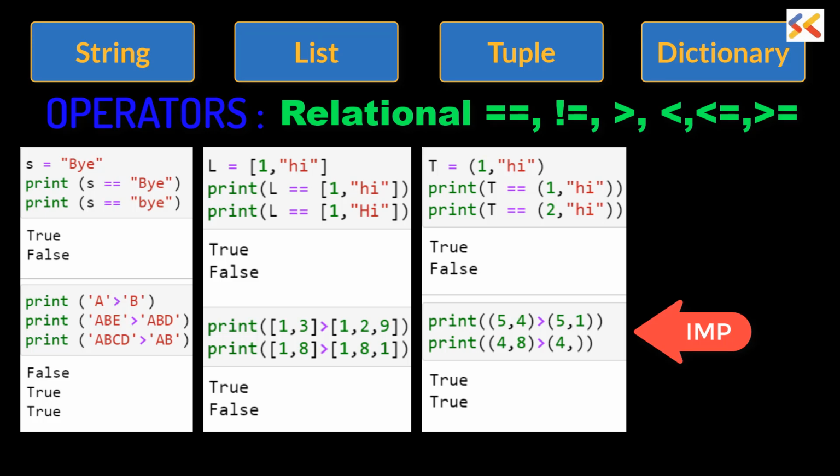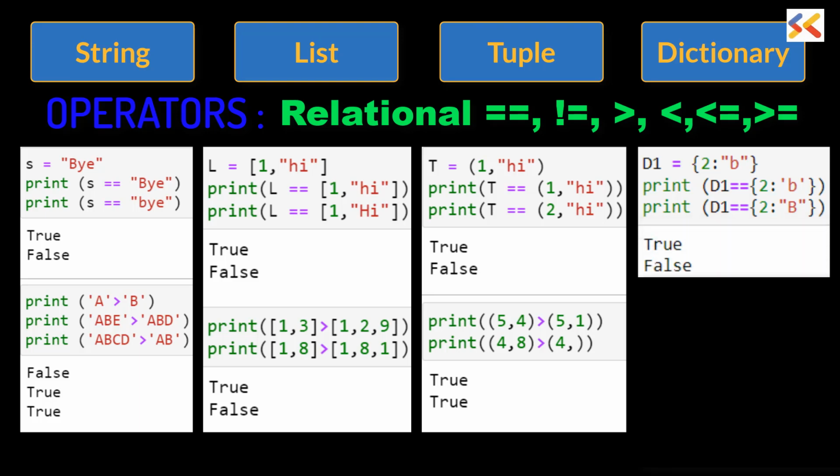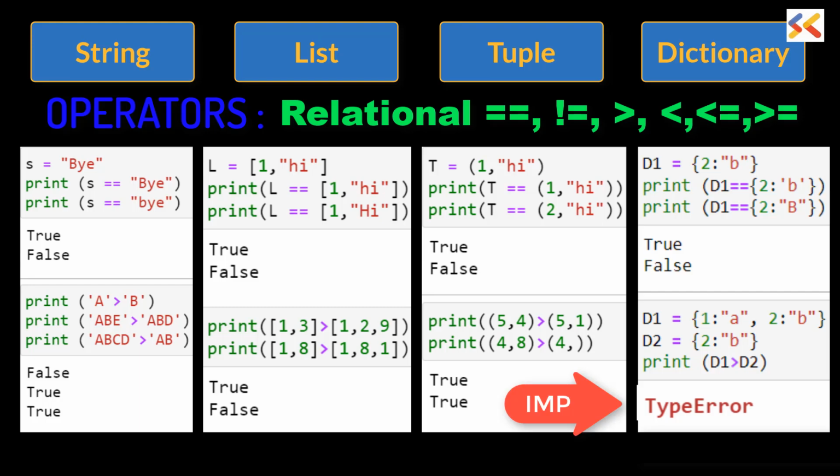Now let's see how relational operators work for dictionaries. You can use equal to and not equal to compare two dictionaries. For it to return true, in both dictionaries, all keys along with their values should match. Now you cannot use other relational operators like greater than, less than to compare dictionaries. All of them will give type error.